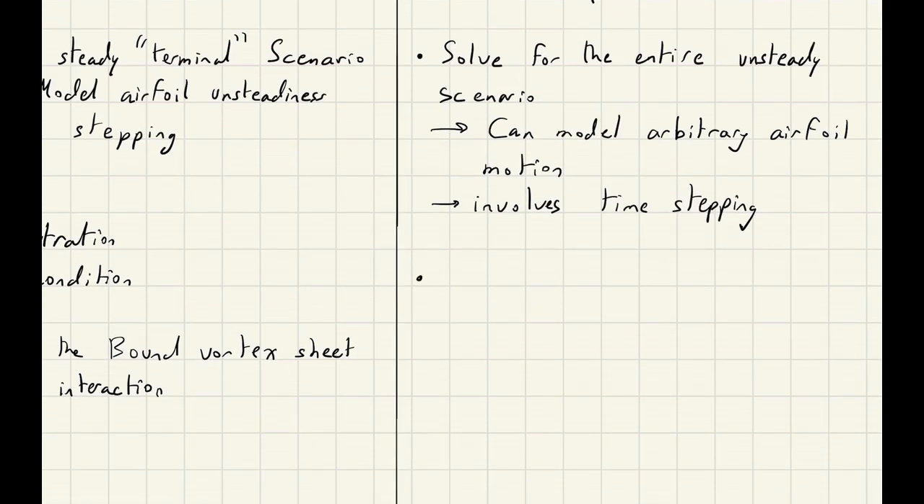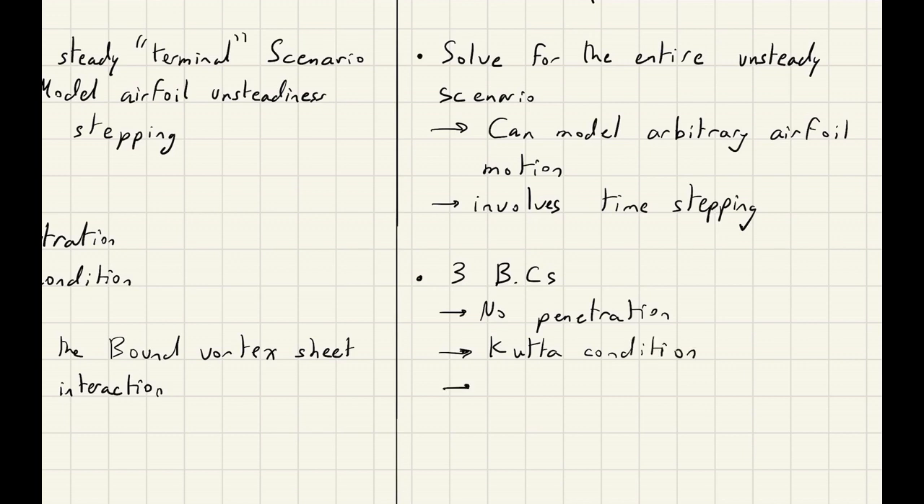Now, in this model, we actually satisfy three boundary conditions. The first two boundary conditions are the same ones that we have satisfied from the steady panel method, which is the no penetration and the Kutta condition. The final one is Kelvin's circulation theorem, which says that the circulation of a system is always conserved, i.e. the time derivative of the circulation in the entire isolated system is always 0.